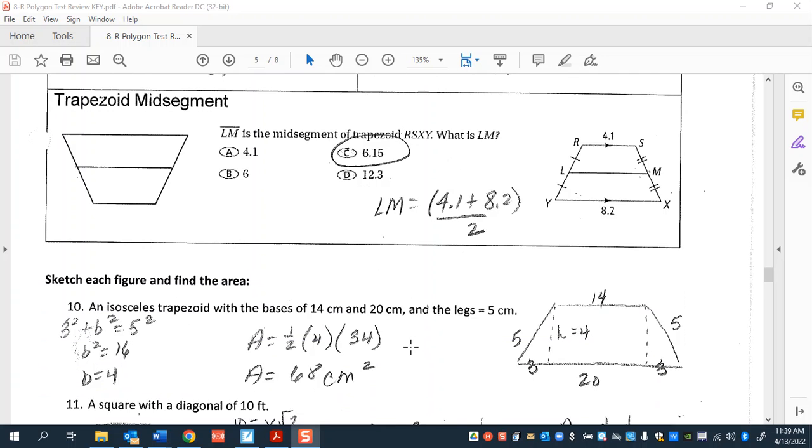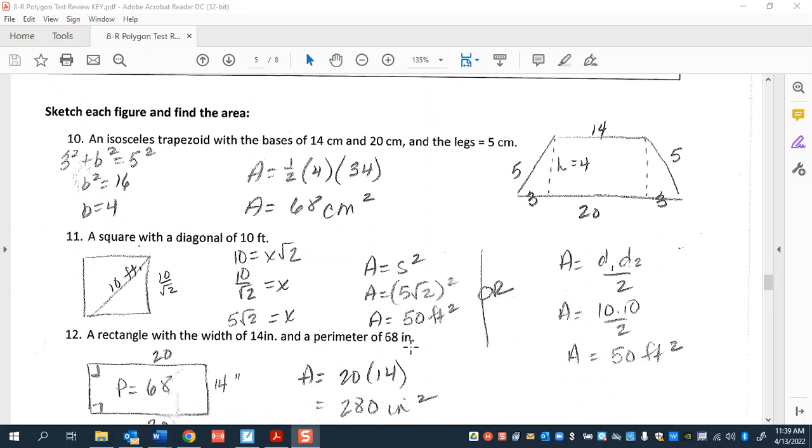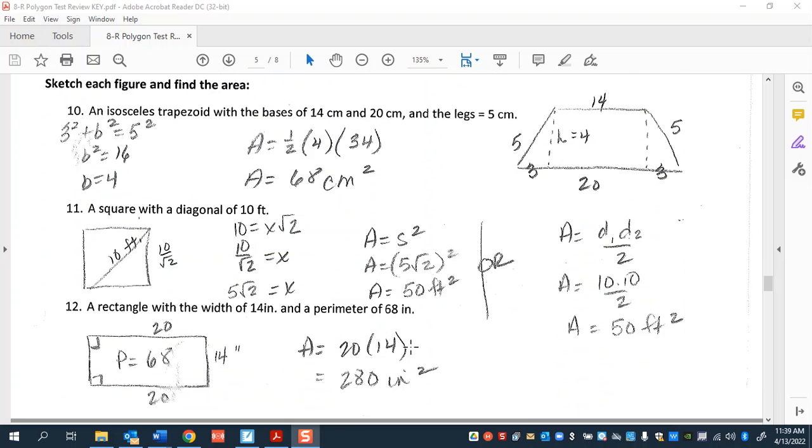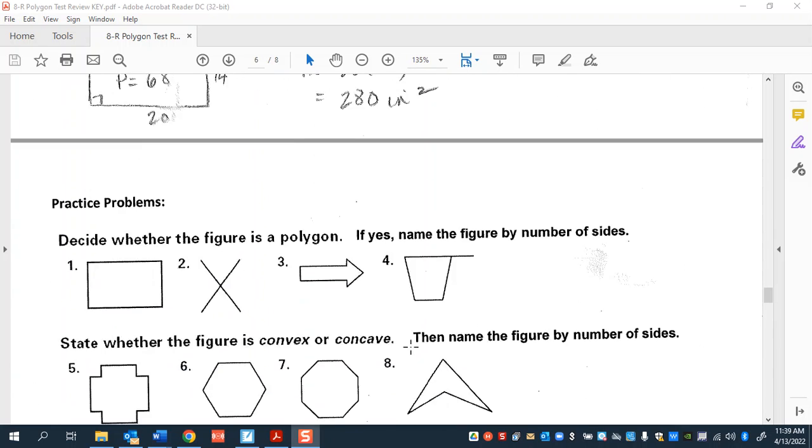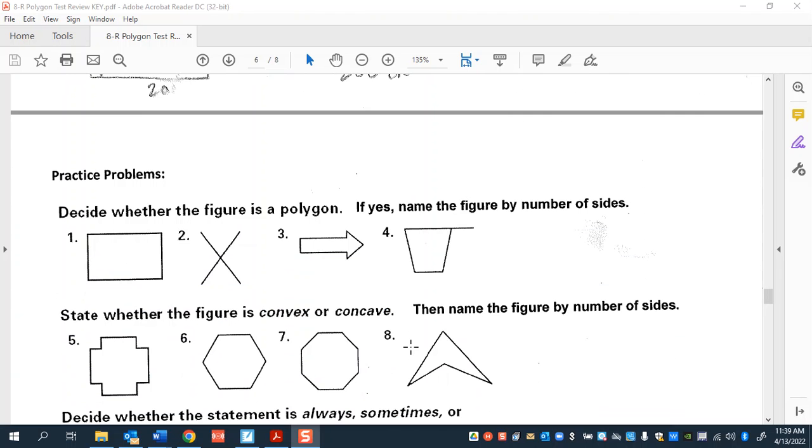And then there's a little mid-segment conversation, and then we have a couple area problems. All right, and then you don't have this key, but you had the answers. Anything that you figured out that you want to talk about and go over?